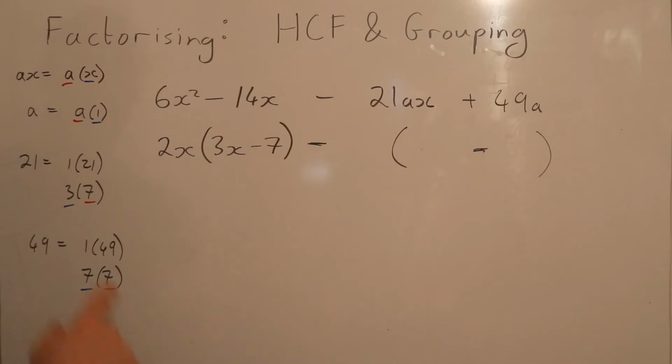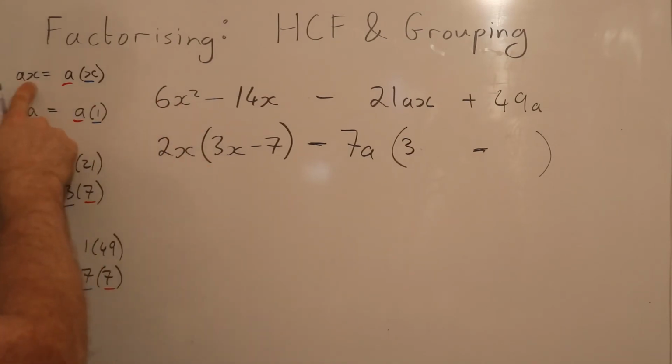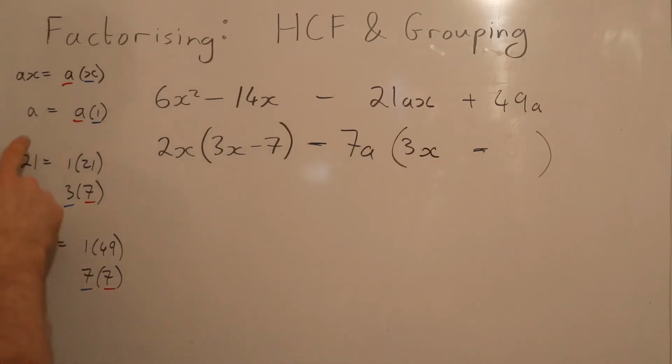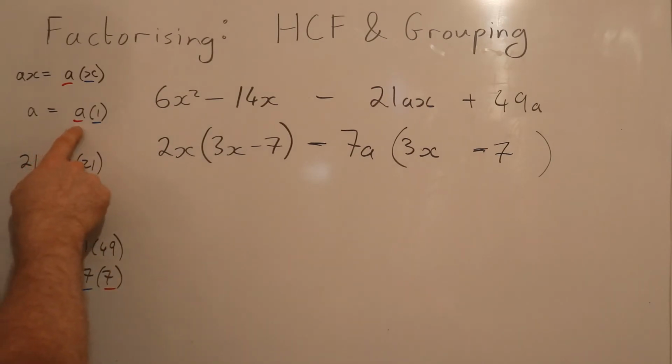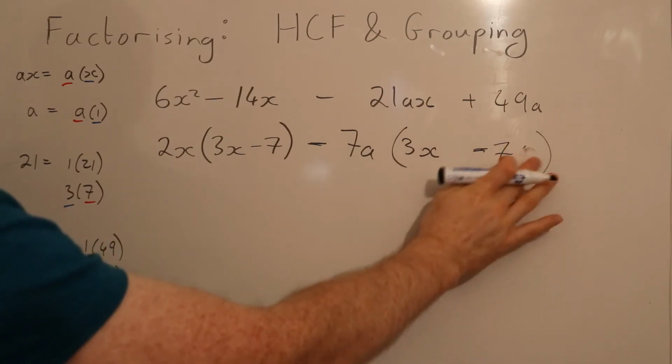Let's do our factors though. Our common factor was 7 and a. So we're going to get 7a. And the complementing factors there, for the 21, the complementing factor was 3. For the ax, the complementing factor was x. For the 49, we've taken it to 7 already, but then the complementing factor is also 7. And for the a, we took out a already, so we're left with 1. Now remember, if you put a 1 in here, 1 times 7 is just 7. We don't need it.